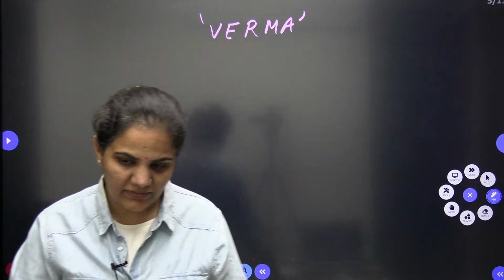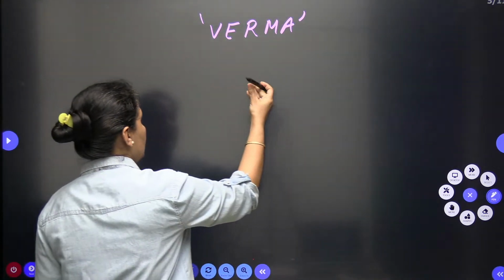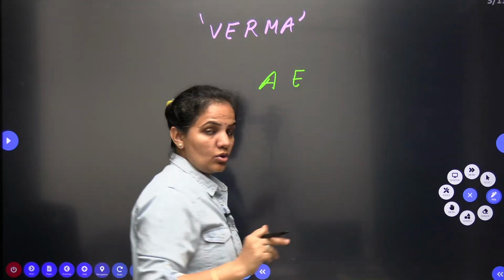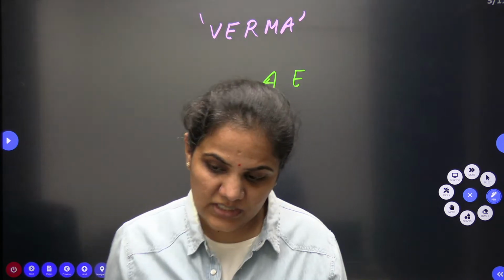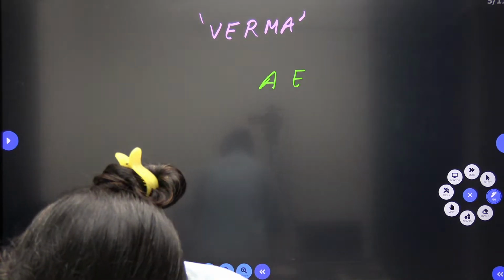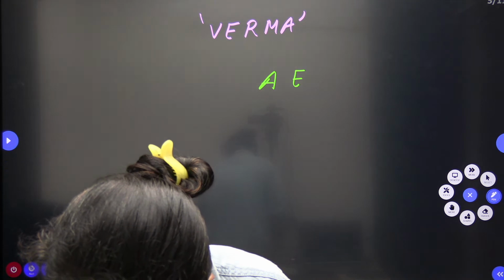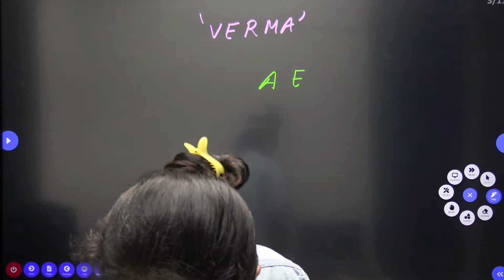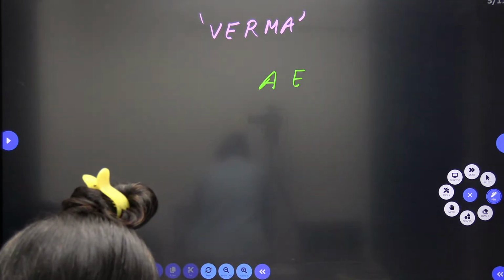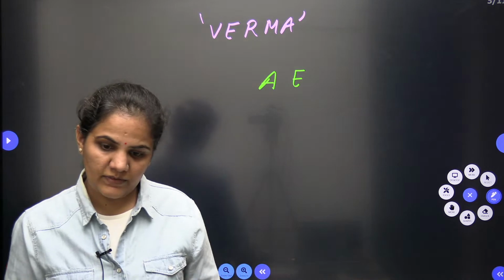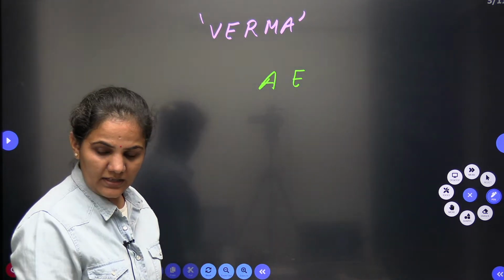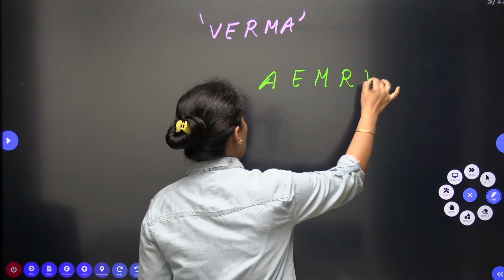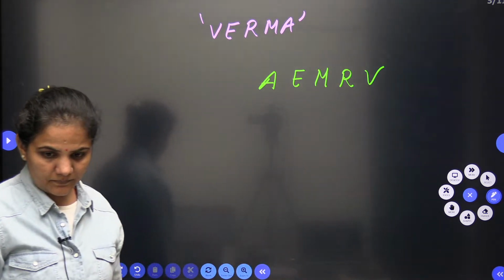So when I go with the alphabets, first of all A will come here, then after that E will come here. You need to be careful, dear students, while approaching this one, because we need to satisfy the requirement of the question. If the question is asking that we go with the alphabetical arrangement, we will go with the alphabetical only. So A, E, then M, then R, and then at the last V will come.